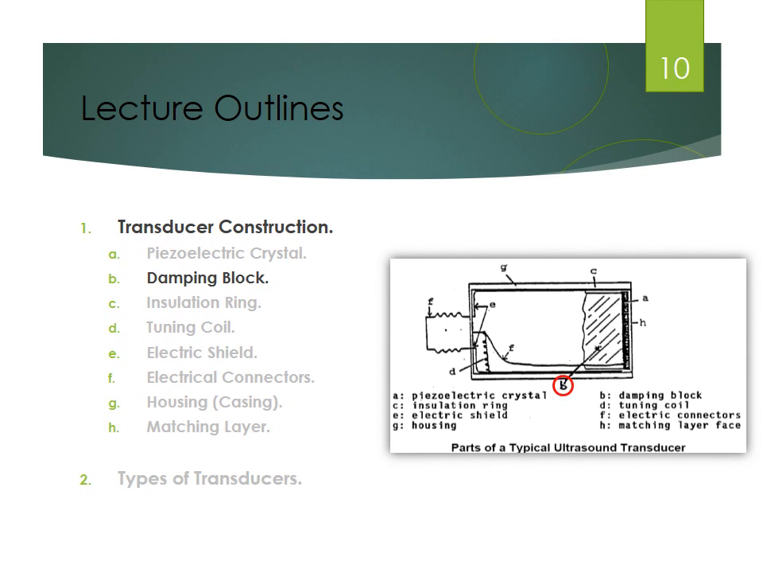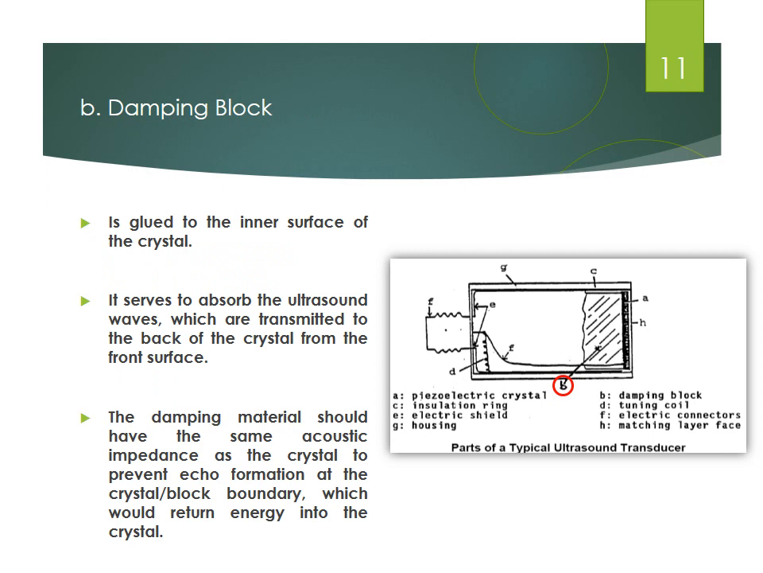The damping block is adhered to the back of the crystal, behind the positive electrode, to absorb and attenuate stray ultrasound signals from the housing. One important criterion for the damping material is that it has the same acoustic impedance as the crystal, in order to prevent echo formation at the crystal block boundary, which would return energy into the crystal.